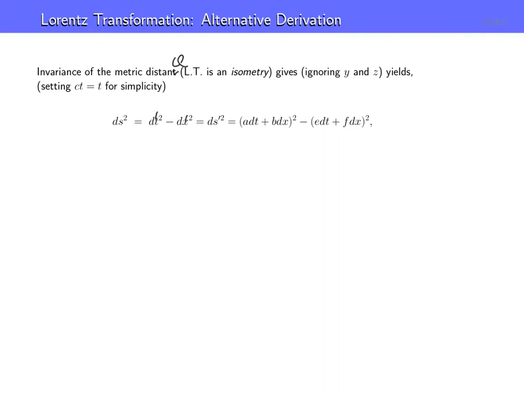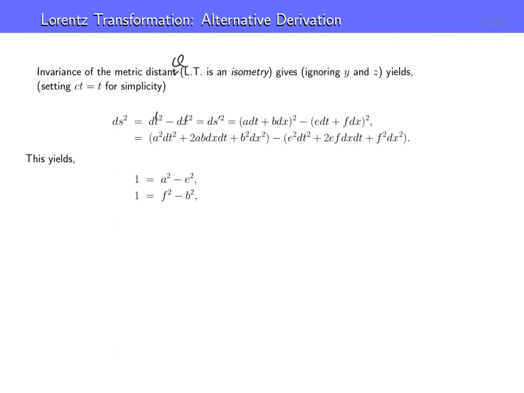But notice, let's square it out, and we get this. Now, when we combine terms, notice what we get. We want this to be invariant. So we have, first of all, a squared minus e squared times dt squared. Since that needs to be invariant, that needs to be 1, because that's the coefficient on the other side of the equation. So we have 1 is equal to a squared minus e squared. Let's do the dx squared terms next. So we get b squared minus f squared. That has to equal minus 1 actually, but let's just go with that.